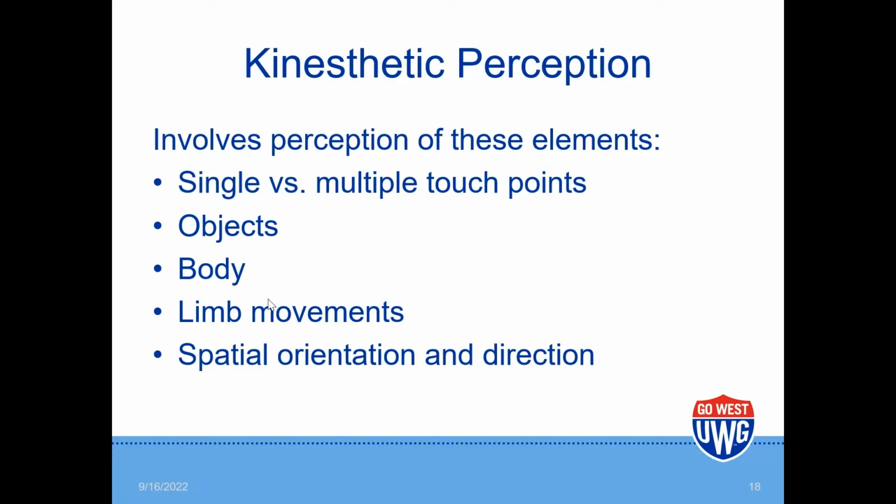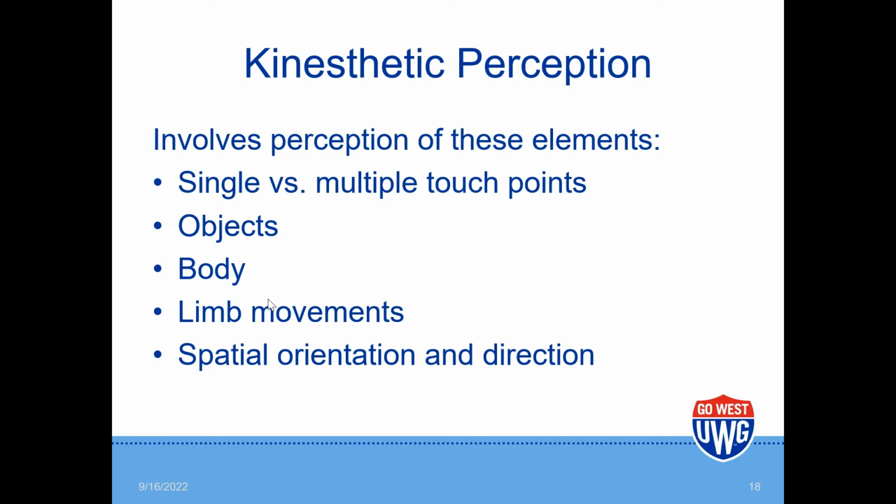So with our kinesthetic perception, there are a lot of different elements that go into that. Is it a single touch? Are there multiple touch points that we're trying to interpret? Is there an object involved? Is our body involved in this, and how much of our body? Are our limbs moving? And then also our spatial orientation and direction, which way we're moving. There's a lot of things here, but you can see how they're all slightly related.